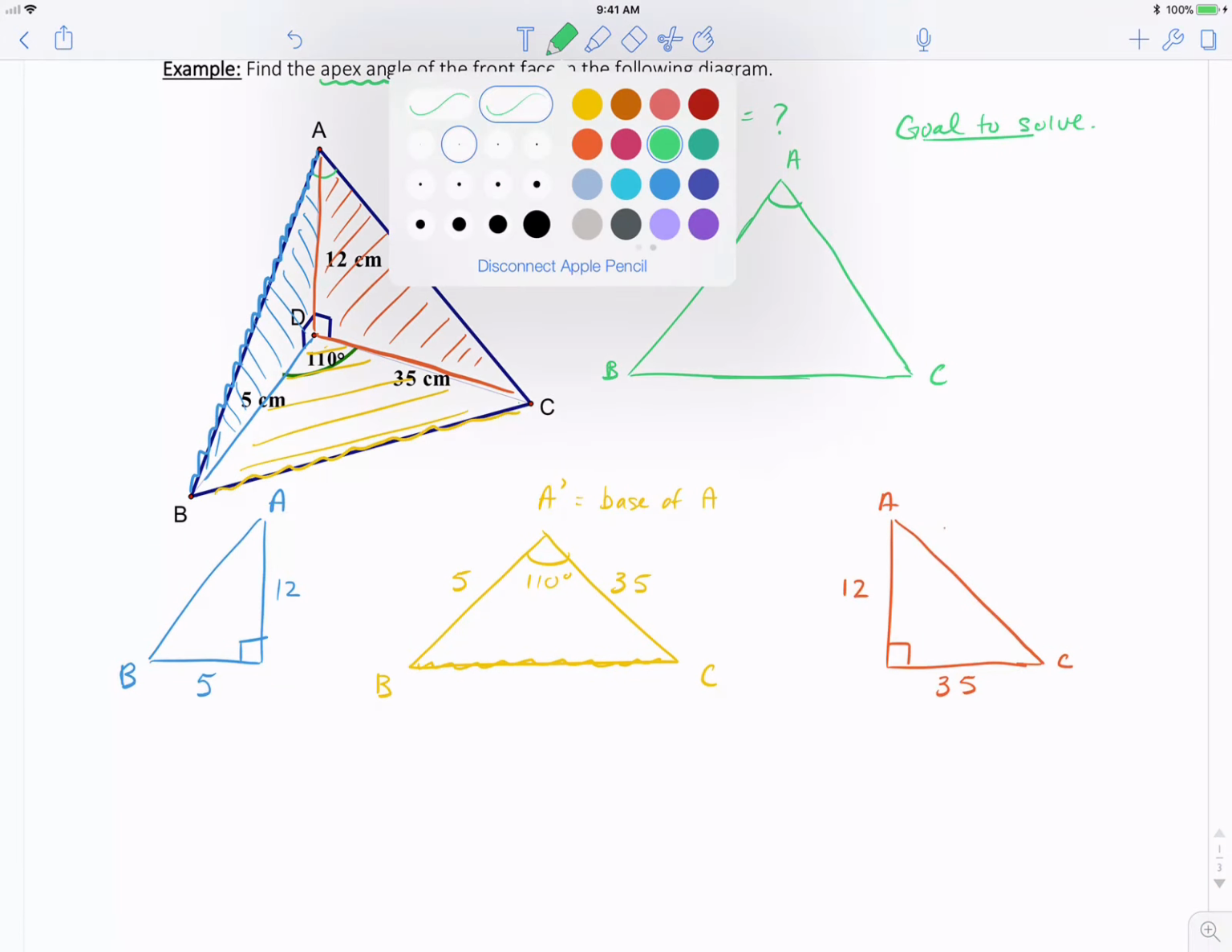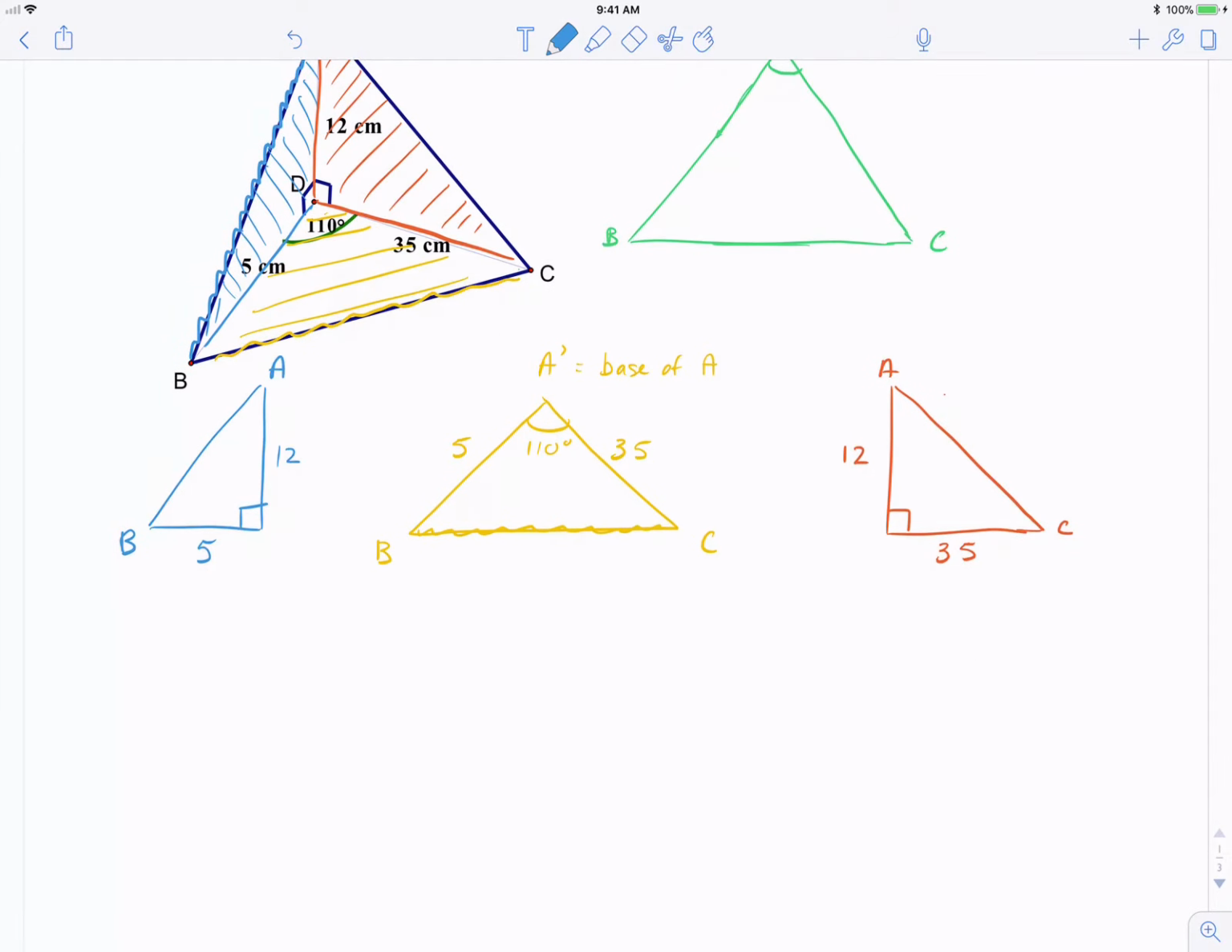If I go from left to right, I can solve for length AB in this diagram, in the blue diagram, by using SOHCAHTOA. Remember, relative to this diagram, I have my length of AB, and I can use Pythag. A squared plus B squared equals C squared. So 5 squared plus 12 squared gives me 13 when I square root. So the length of AB will be 13 units.